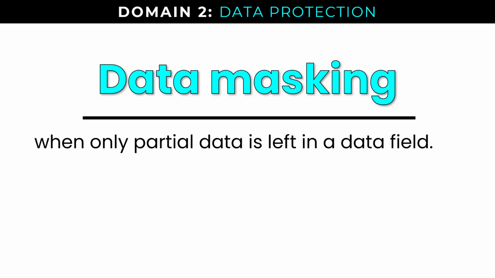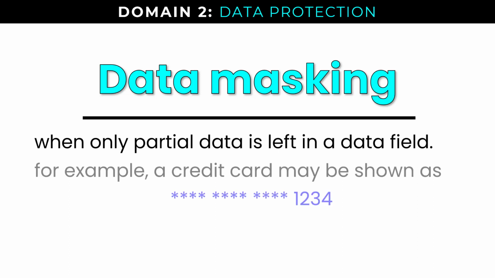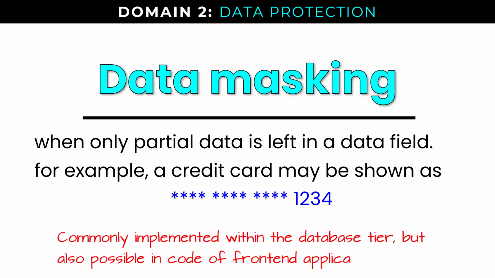So data masking. This is when only partial data is left in a data field. For example, a credit card may be shown with only the last 4 digits. I expect you've seen that if you've ever made a purchase online. You'll see similar masking with your social security number or social identity, depending on where you live. It's commonly implemented within the database tier, but it's also possible in code on front-end applications.